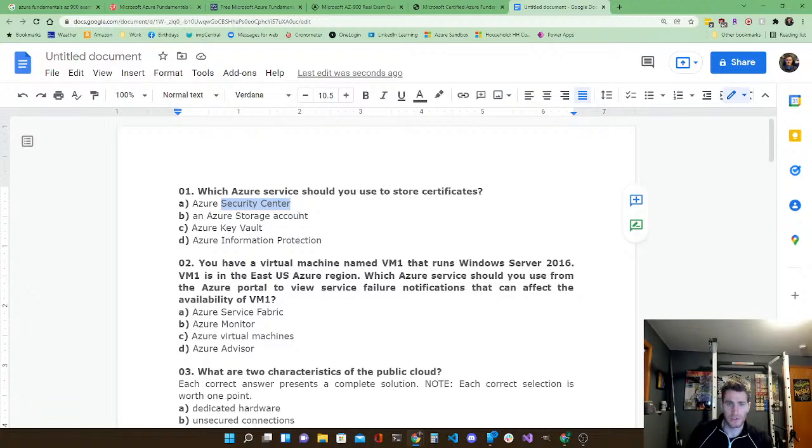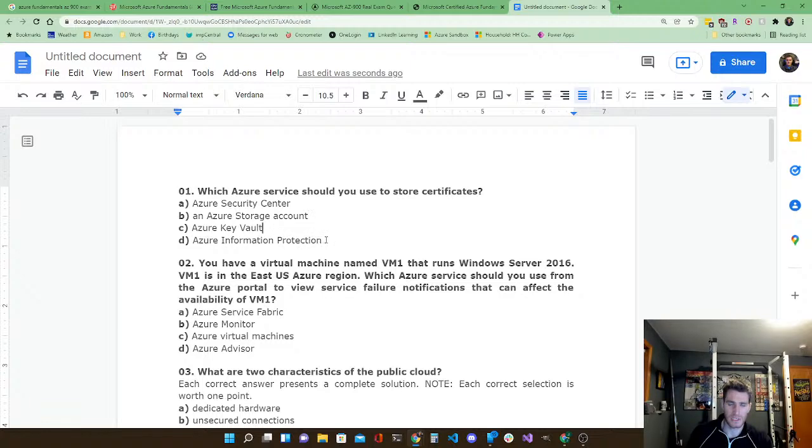An Azure storage account probably wouldn't be the best place. You could, I think, technically do that, but it wouldn't be automatically encrypted and all that nice stuff. Azure Key Vault really, I think, is the place to do it. It's where you would store keys and secrets in an encrypted, safe way.